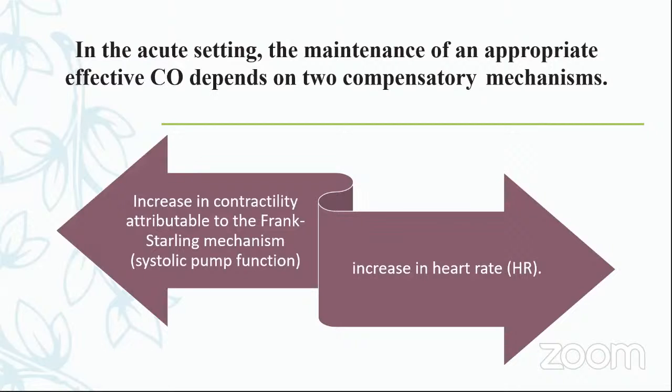So in the acute setting, the maintenance of an appropriate effective cardiac output will depend on two compensatory mechanisms. The first one is the increase in the heart rate, and the second one is the increase in contractility, as it is attributable to the Frank-Starling mechanism.